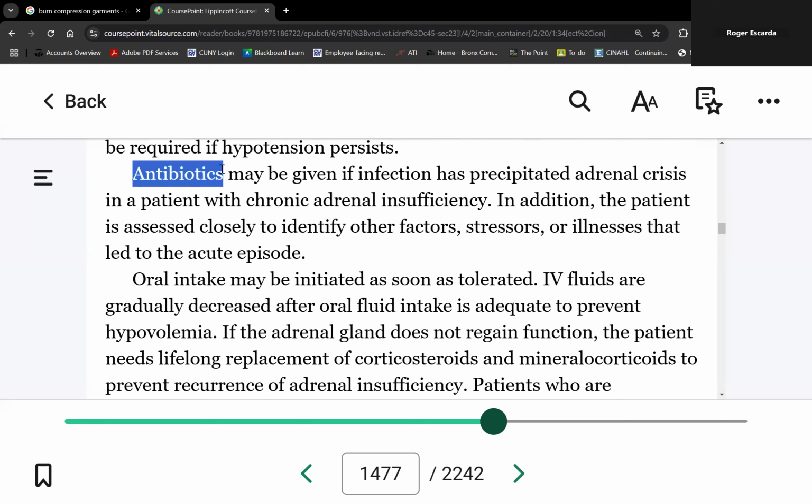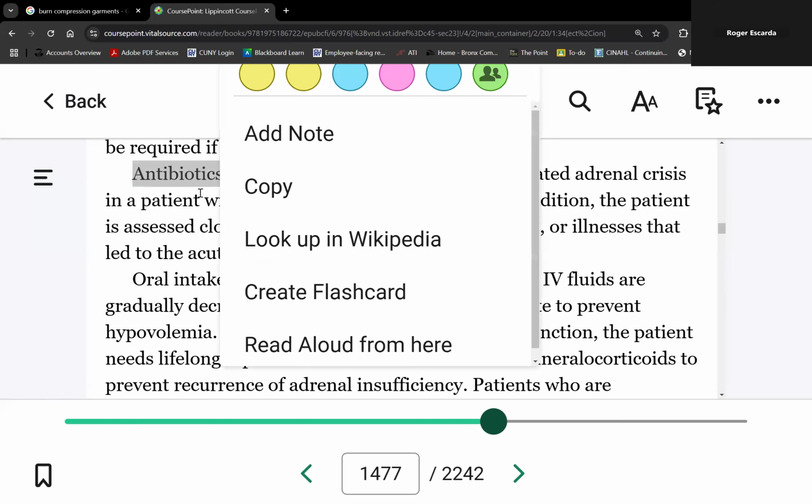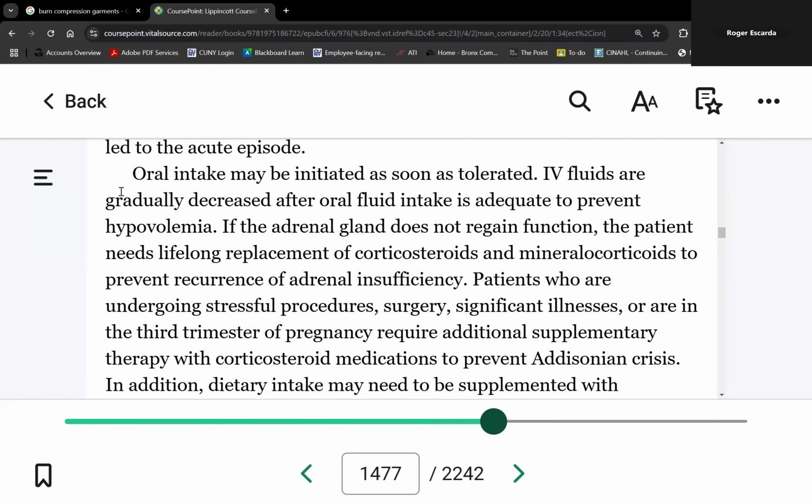Antibiotics if the patient's cause of Addisonian crisis is an infection. But otherwise, if it's other things, then of course, no antibiotics needed. If the patient's awake already, because you think with severe hypotension, severe hypoglycemia, severe hyperkalemia, probably out. But when they're awake, of course, we can give them things by mouth now.